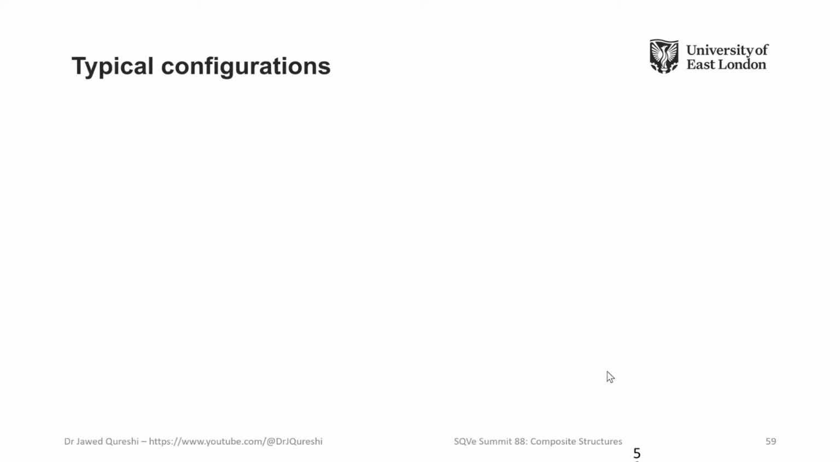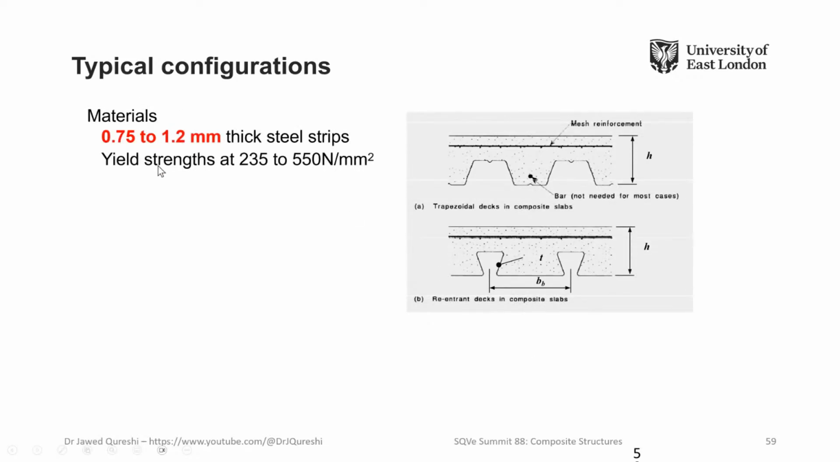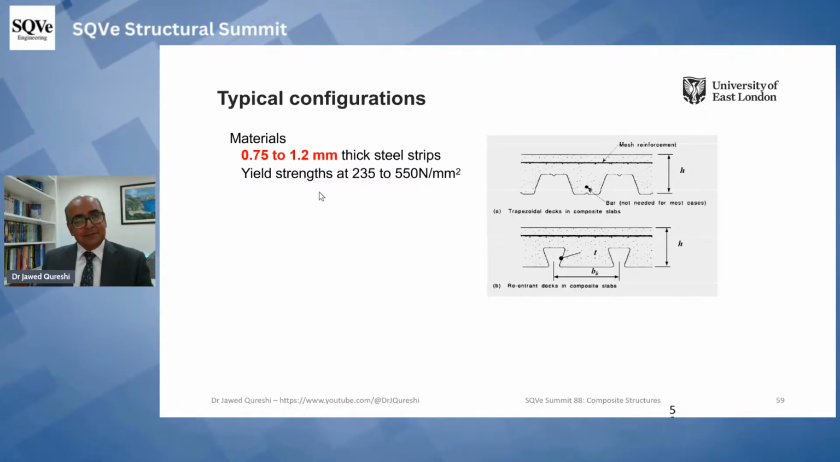Now, typical configurations of these slabs are materials. They are 0.75 to 1.2 millimeter thick. Now, this information is again a little bit old. These days, we can have 1.5 millimeter thick sheetings as well. And in Australia, they are producing sheetings which are really very high strength, up to maybe 700 Newton per millimeter square. And sheeting thickness can be 0.9. So we are pushing boundaries as structural engineers.